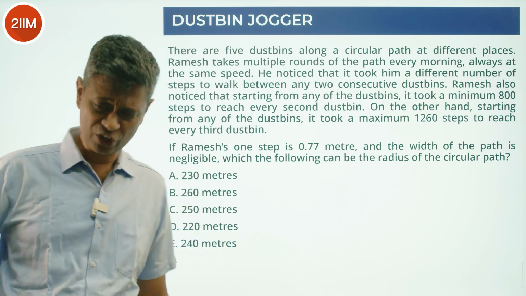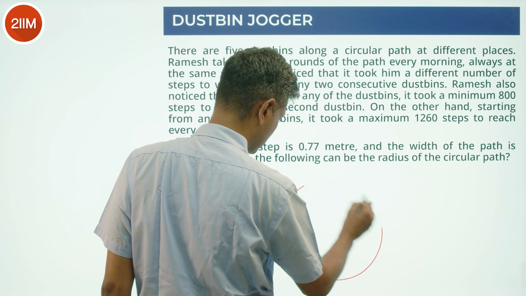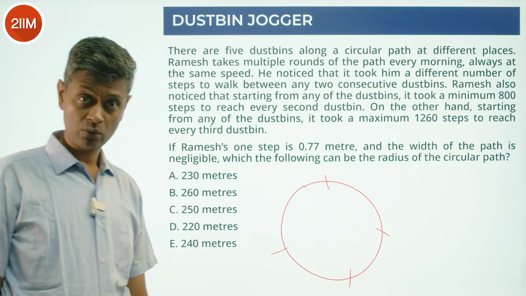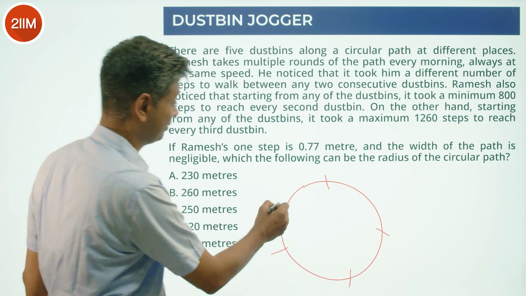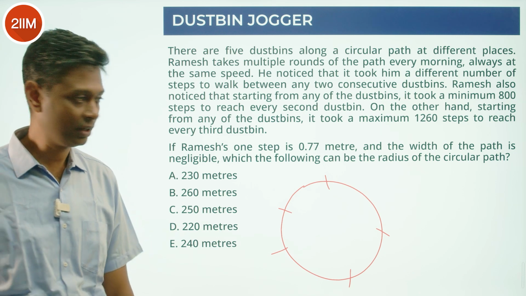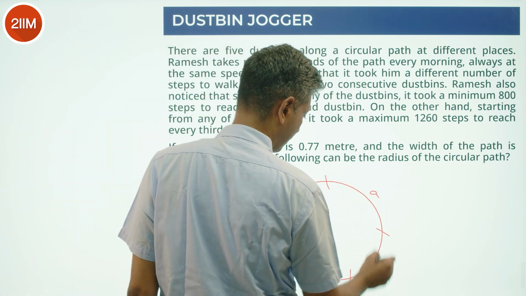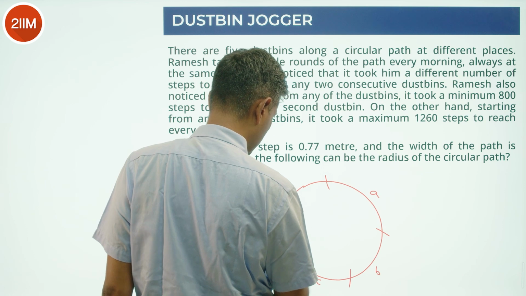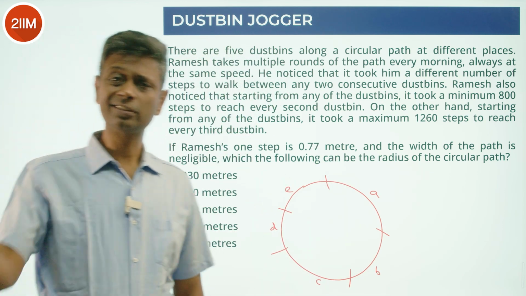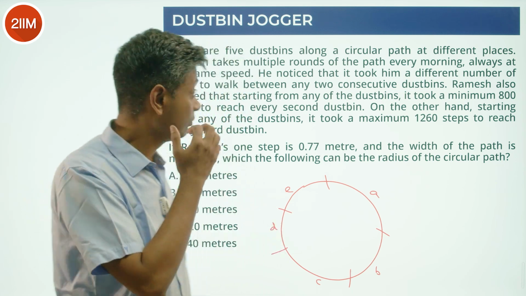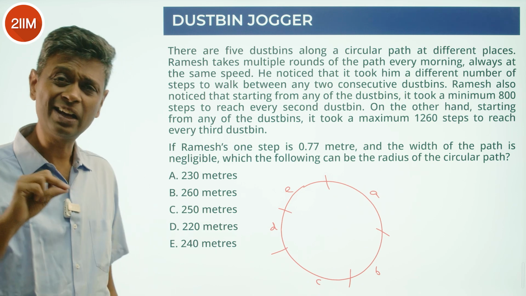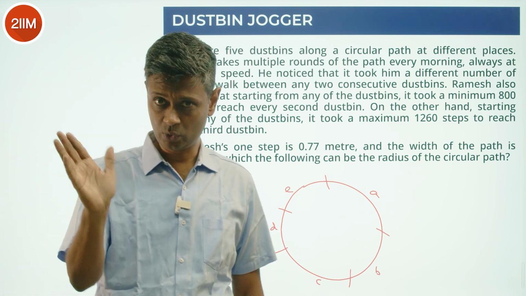third dustbin. Very interesting. So Ramesh has dustbins 1, 2, 3, 4, 5, and we have 5 different arcs being created. Let's say these are A, B, C, D, E. A plus B plus C plus D plus E is the circumference, the whole thing. We were told the number of steps is different, so A, B, C, D, E are all different, unequal.